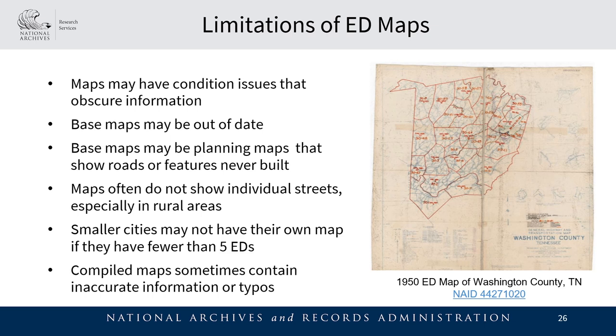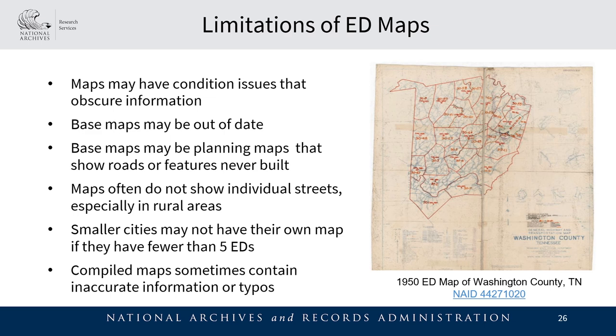While the Census Bureau attempted to locate more recent maps, typically from the mid to late 1940s for the 1950 census, sometimes the maps that were used were from decades earlier. Maps may have also been planning maps, showing roads or features that were not actually constructed. Be sure to carefully read the source of the map to help determine if this may be the case.